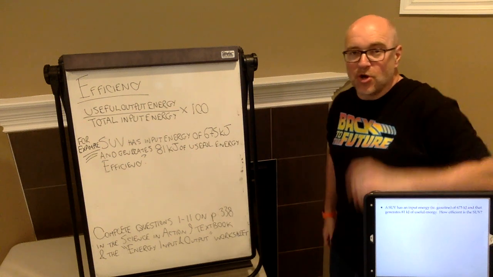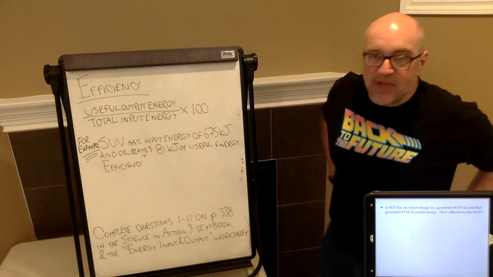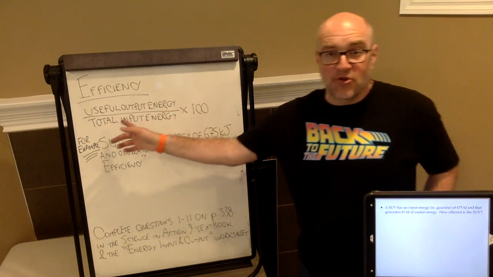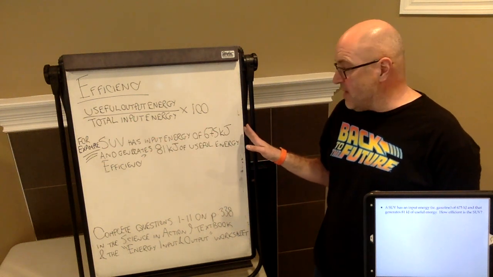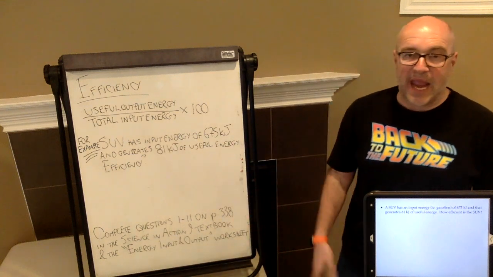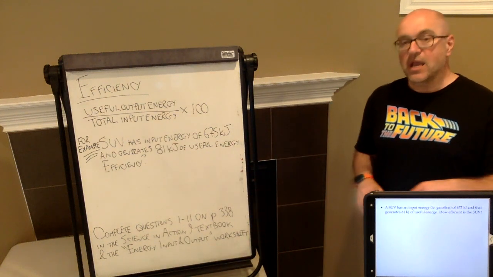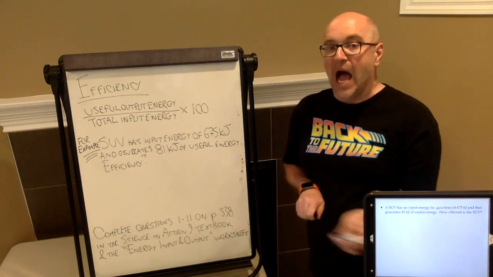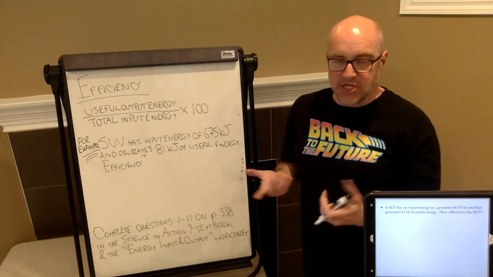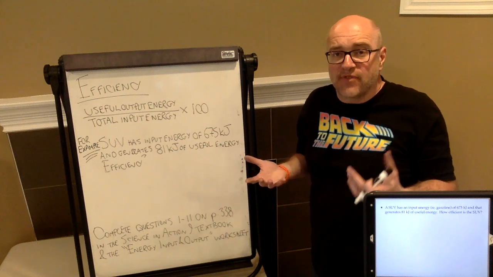There's a couple in your notes here. I'm going to pull one off and then I'll read the other one off the slide. I got an SUV, right? It's got an input energy of 675 kilojoules of energy, and it only generates about 81 kilojoules of useful energy, i.e. motion kinetic energy. What's the efficiency of the SUV?